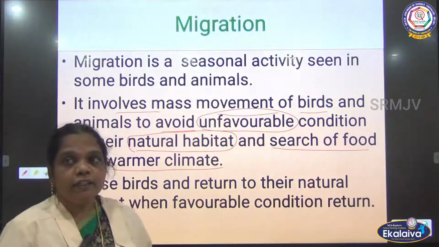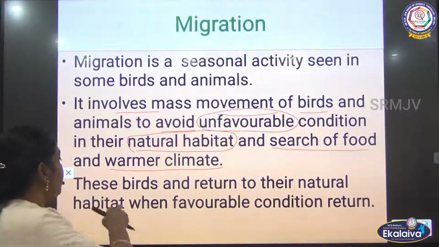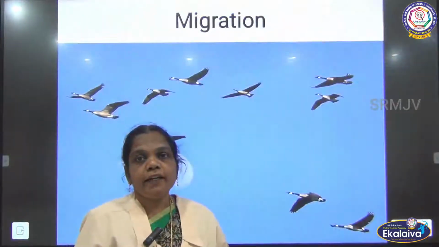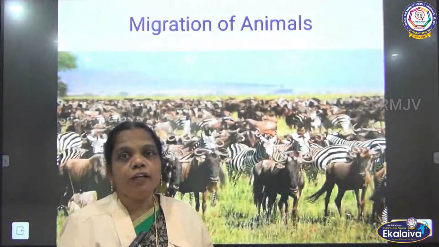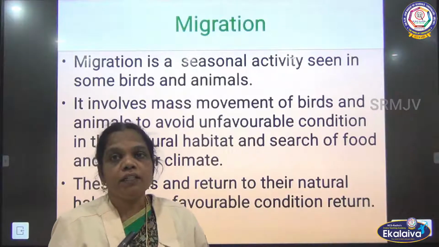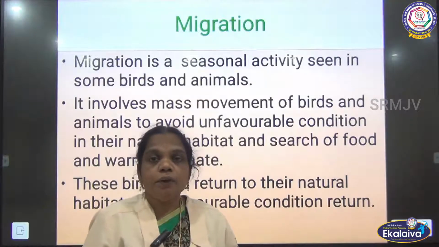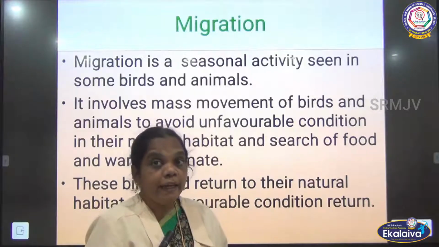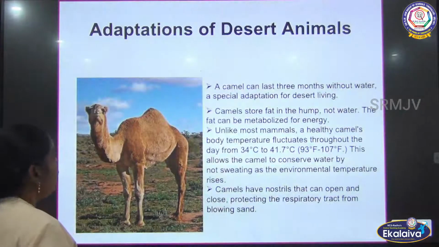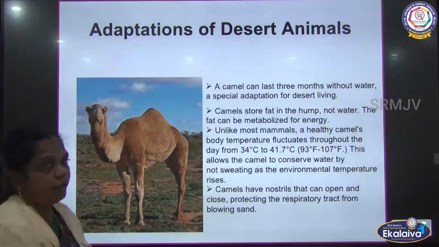If the condition is unfavorable, during that time only the animals or birds can migrate like that. So, a group of animals and birds can migrate. So, one of the adaptations of plants, animals and birds is migration.